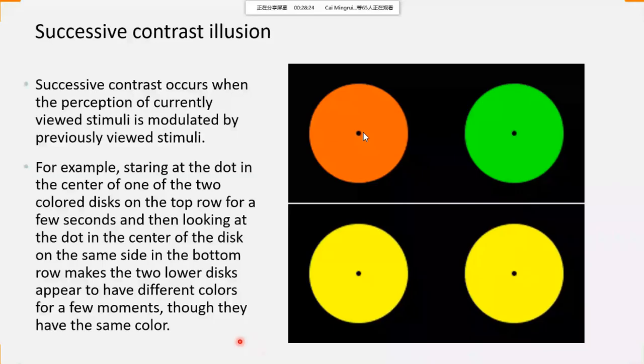And this is called a successive contrast illusion, because you look at something in succession, that means one after another in a sequence.